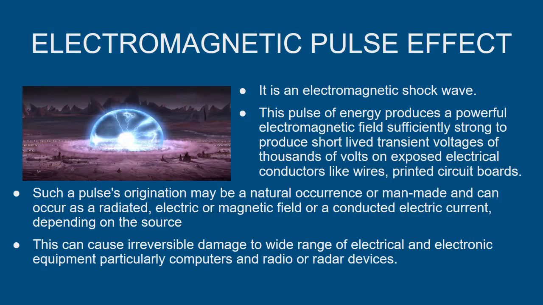Now the second effect is the electromagnetic pulse effect. It is an electromagnetic shock wave. This pulse of energy produces a powerful EM field sufficiently strong to produce short-lived transient voltages of thousands of volts on exposed electrical conductors like wire. This can cause irreversible damage to a wide range of electrical and electronic equipment.